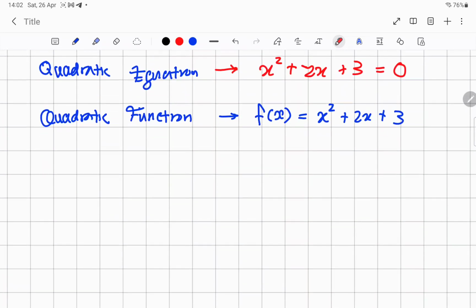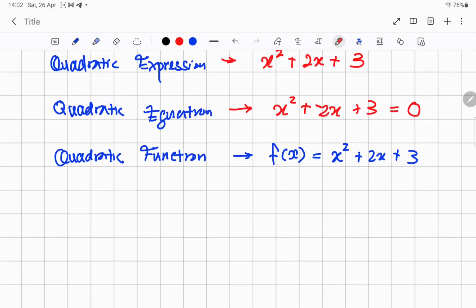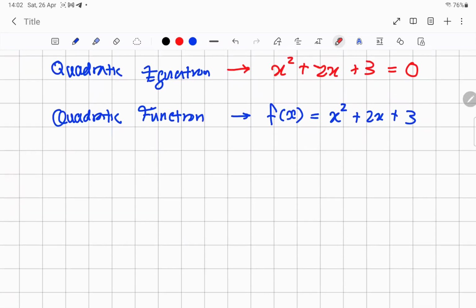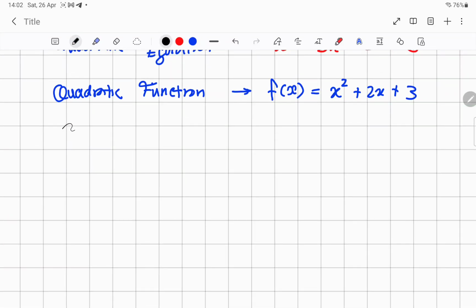Then look at this one. Highest degree is 2. So if I ask you, is 6x minus x squared a quadratic expression? Yes, this is a quadratic expression because the highest power is x squared only.